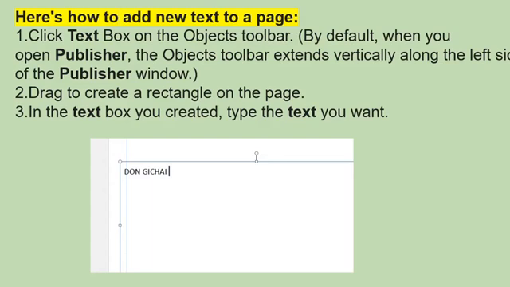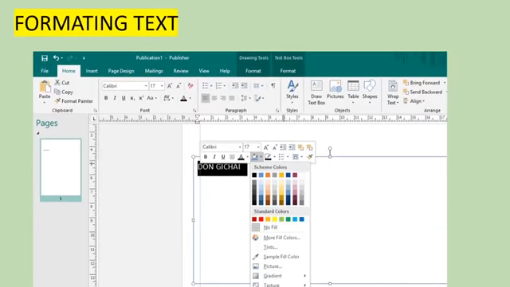Drag to create a rectangle on the page. In the text box you create, type the text you want, just like I have demonstrated. Therefore, you usually draw a big rectangle after clicking on the text box icon. Now you are ready to type. You just start typing. Then, how do you format text?